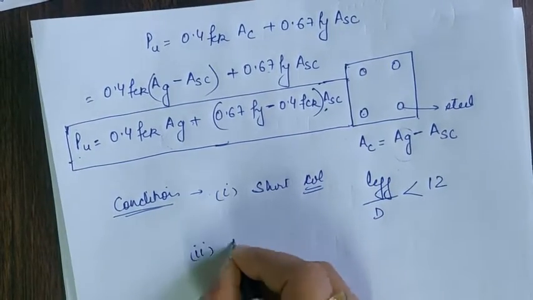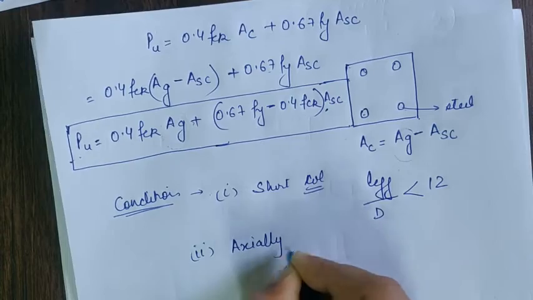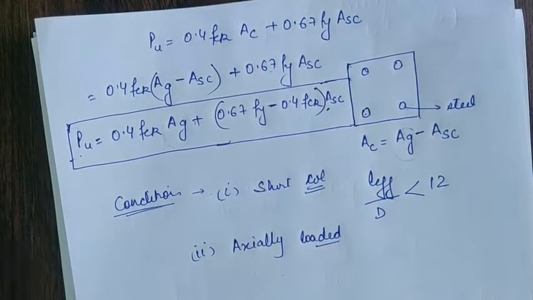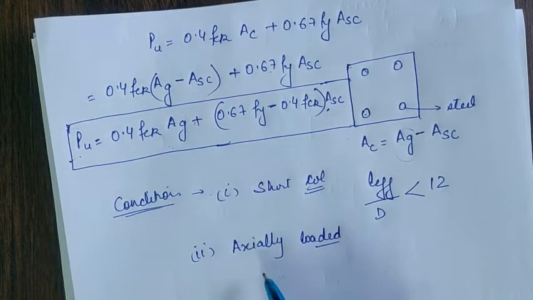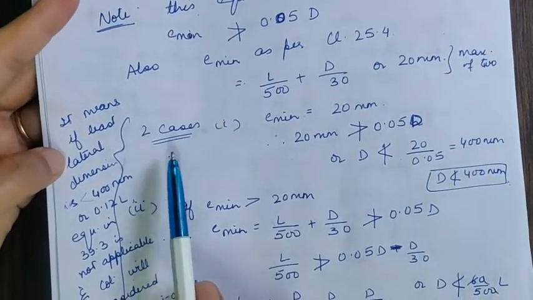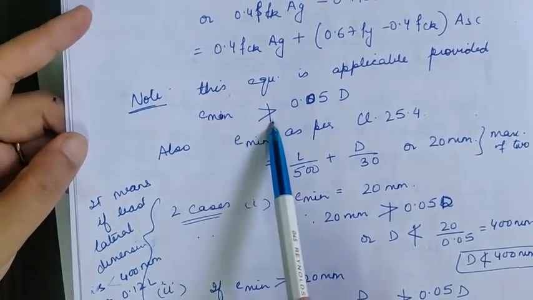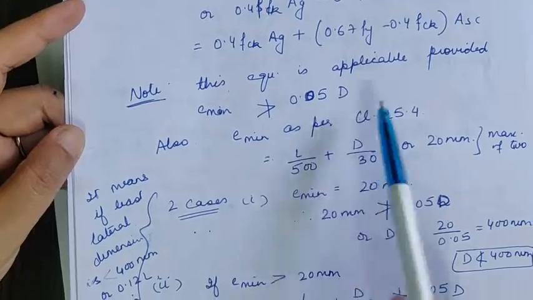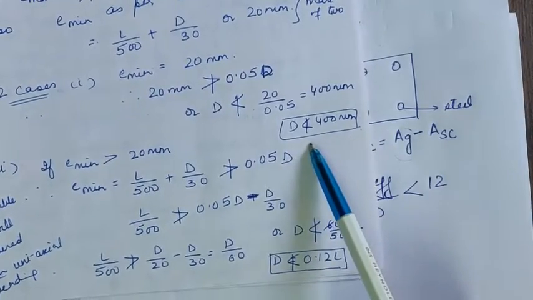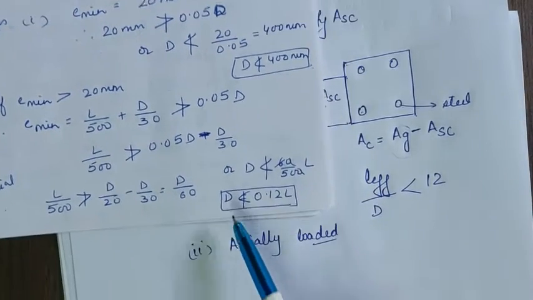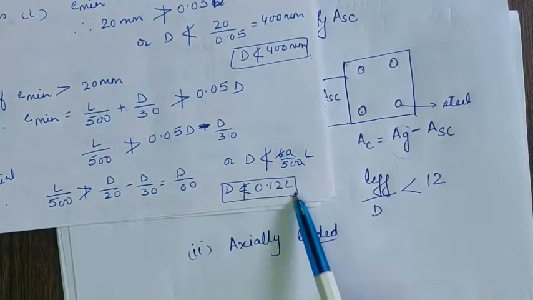Secondly, this has to be axially loaded. That is, the minimum eccentricity has to be less than 0.05 D. Now, I have already done that in my previous class, where I said that E minimum should not be more than 0.05 D, which actually leads us to this criteria. D should not be less than 400 millimeters and D should not be less than 0.12 L.